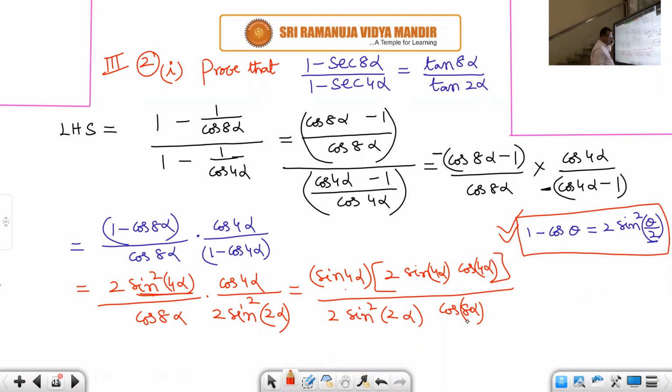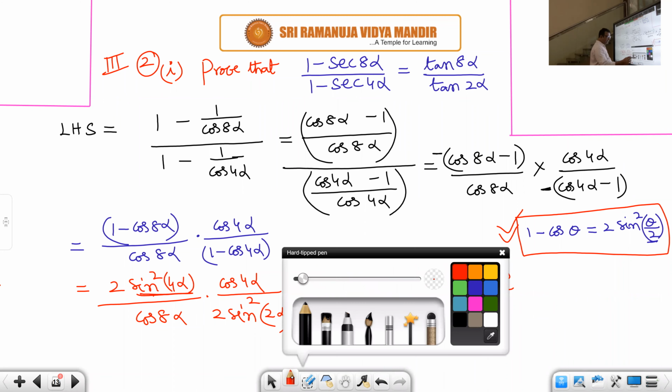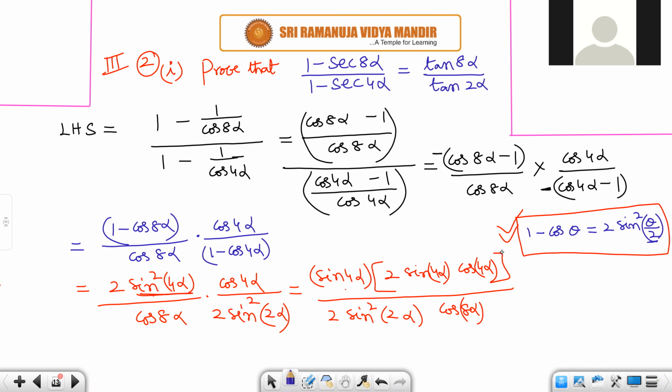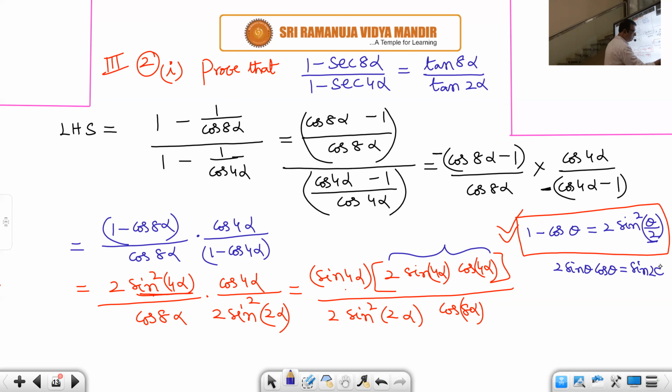Now, Tanmay, I'll ask you a question. In this bracket, is it not in the form 2 sin theta cos theta? Yes, sir. 2 sin theta cos theta is equal to what, Tanmay? Sin 2 theta, sir. 2 sin theta cos theta is sin 2 theta. Okay, very good. Sin 2 theta.